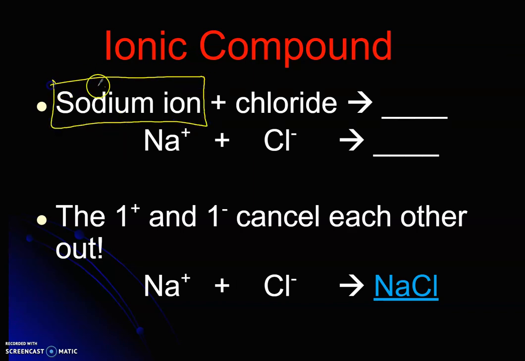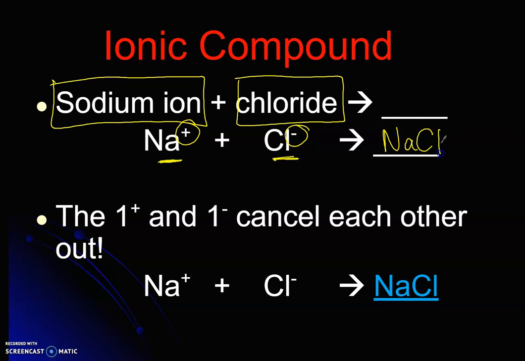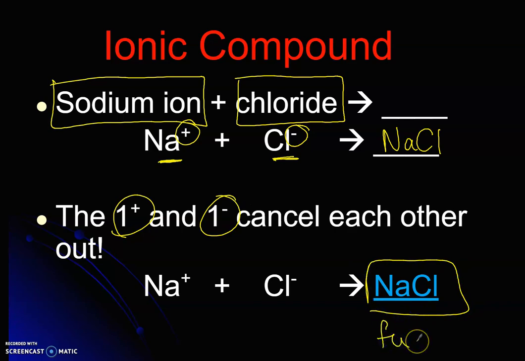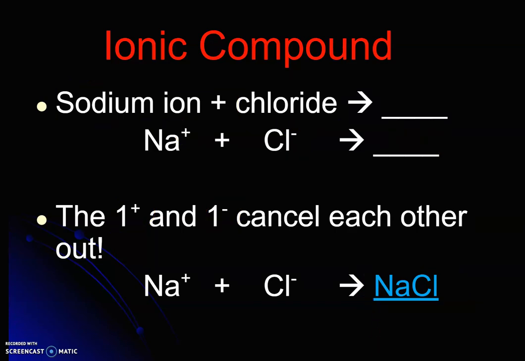So if we go into the simplest one, the easiest one that you're going to get is going to be your sodium ion and your chloride. Sodium is Na+, chloride is Cl-. If I put them together, the 1+ and the 1- are going to cancel out, and my formula will be NaCl. That is the formula for table salt. That 1 plus and 1 minus cancel each other out, and that is your formula unit for sodium chloride.